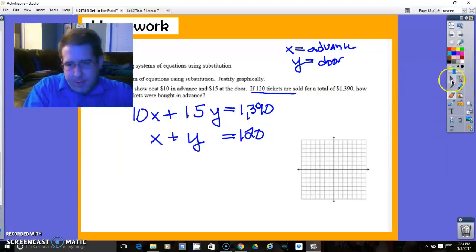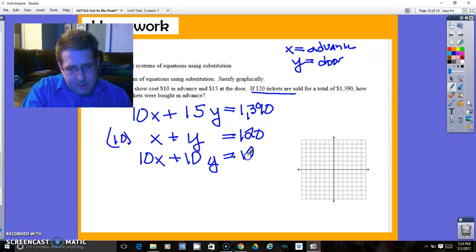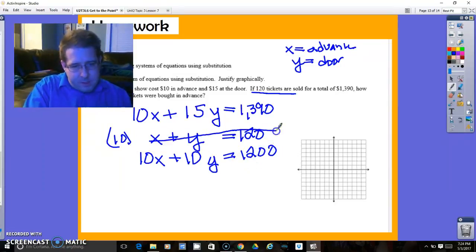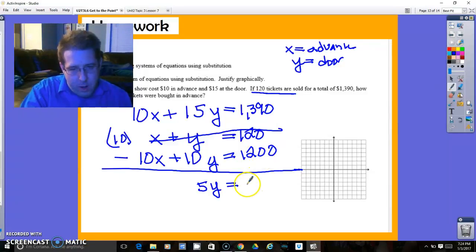I know I'm already at 10 minutes, but I'm going to do what's called the elimination method. I am going to eliminate one of the variables. I'm going to eliminate the x's by multiplying everything here by 10. Because if I multiply this entire line by 10, that makes the x's the same. So this is going to be 10x, this is going to be 10y, and 10 times 120, that's 1,200. Now I notice that since these are the same, I can subtract 10x minus 10x. Yes, that's the elimination method. I just now eliminated a variable. 15y minus 10y is 5y, and 1,390 minus 1,200 is 190.